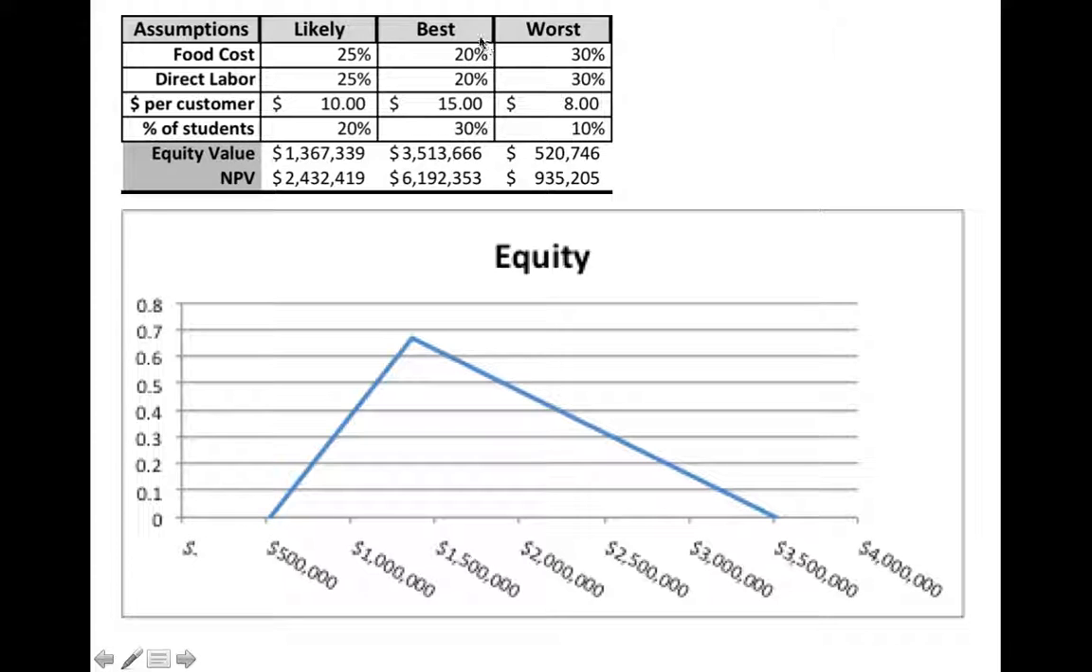If we go to a best scenario, what we think is our best case, we might actually be able to achieve lower food and labor costs. Some of that will be because of scale, and some of that might just be because we're a little better able to manage the menu. Might get customers up to an average $15 spend. Again, we don't really control that, but if you get the menu right and people stay and enjoy themselves, then you might get that up.